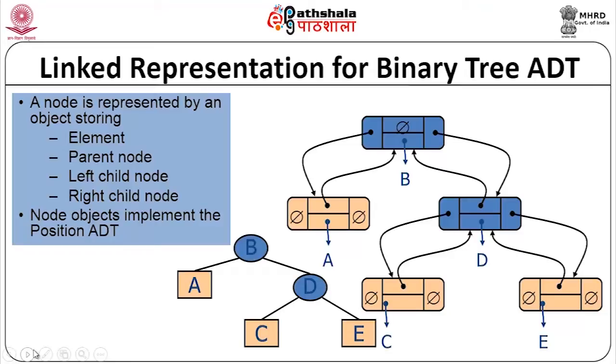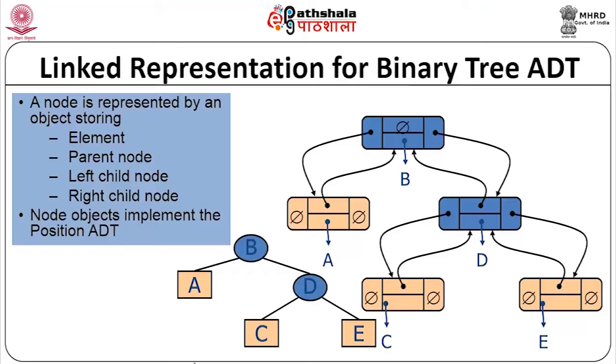The node objects implement the position ADT. We assume that there is a position ADT available to you. So, if you look at node B, again we are using the small tree there. B does not have any parent, so that is null, and the left child is pointing to A, the right child is pointing to D, and the value B is there.